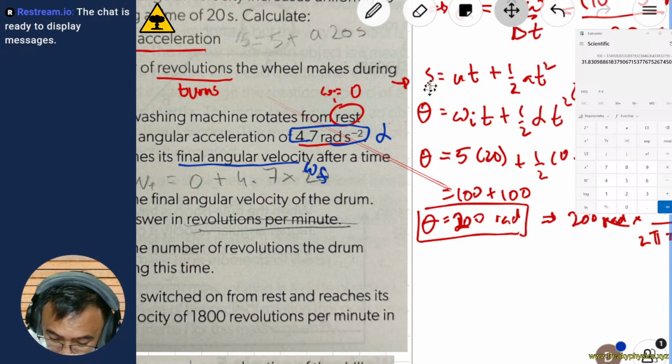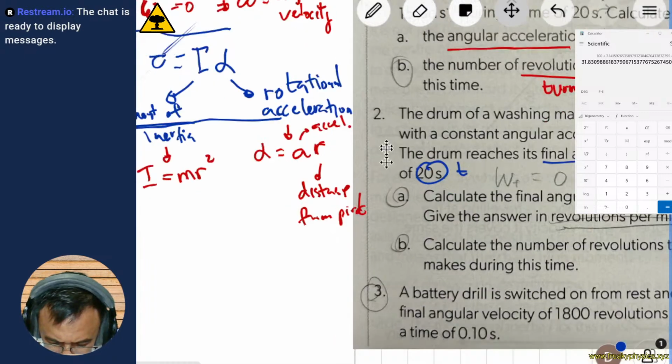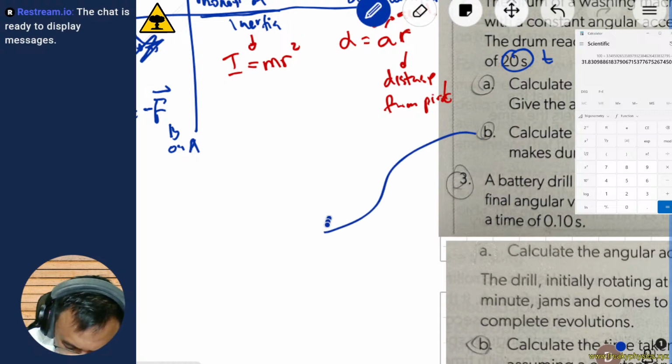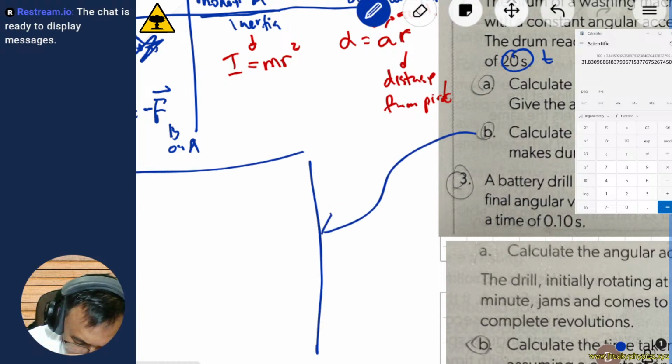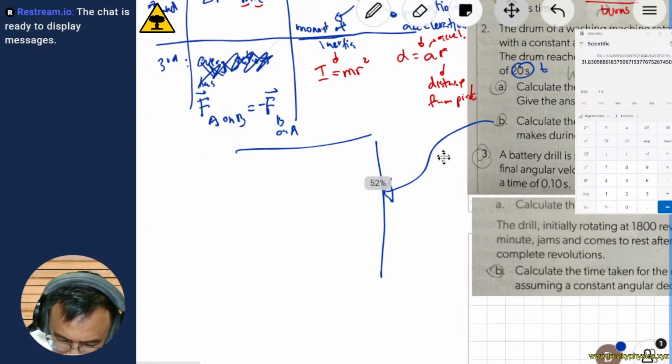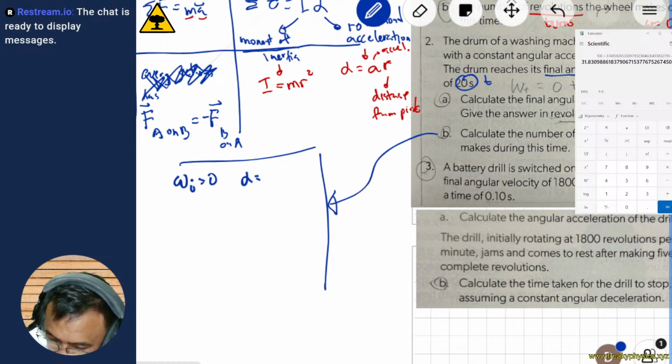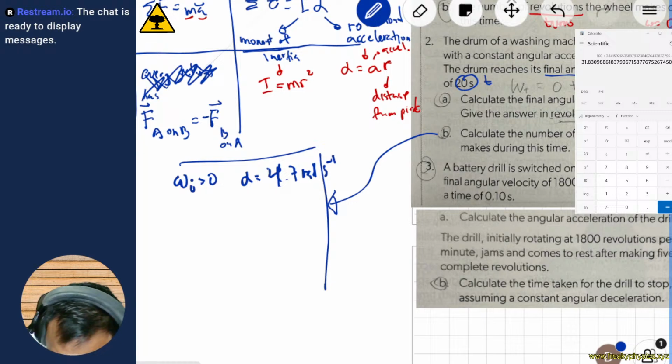So let's do it here on the other side for number 2. 2a. Let's just copy the stuff first before we do anything else. So omega I equals 0. Alpha is 4.7 radian per second squared. You don't know the final, but you know the time. What was that? 20 seconds, right? And now we're gonna have to do this in revolutions per minute. You can do one of two things. You can either change your acceleration into revolutions per second squared, or you can just do the final answer. It's actually easier to do it in the final answer first. So we keep our units as is.